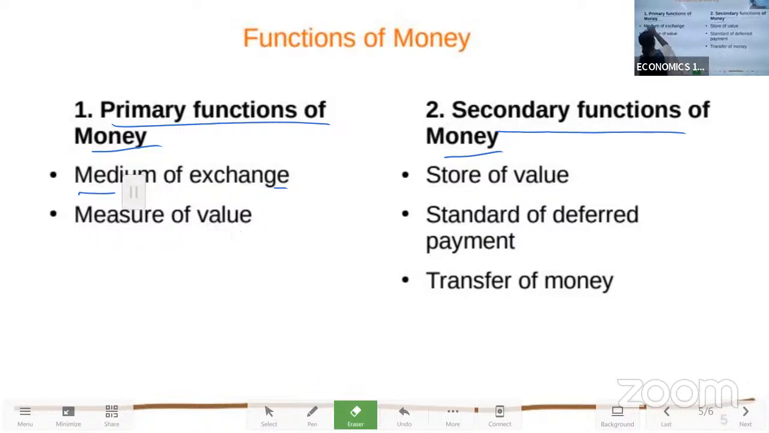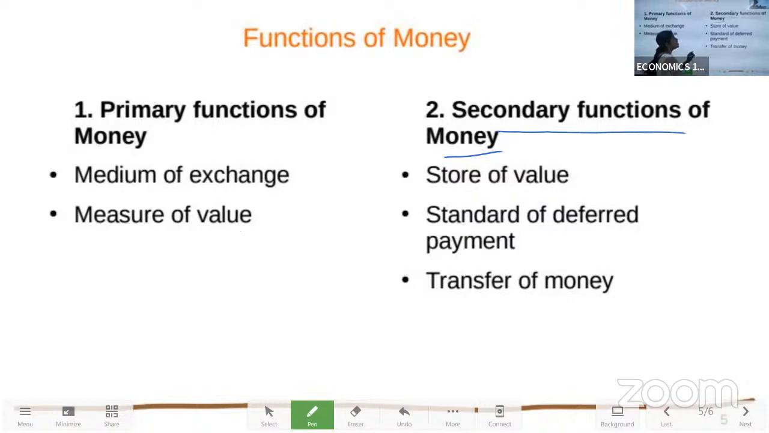Next, we have another function of money, that is the secondary functions of money. Under the secondary functions of money, we have three types of functions. One is store of value, the standard of deferred payment, and transfer of money. These three come under the secondary functions of money. Let's go with them one by one.